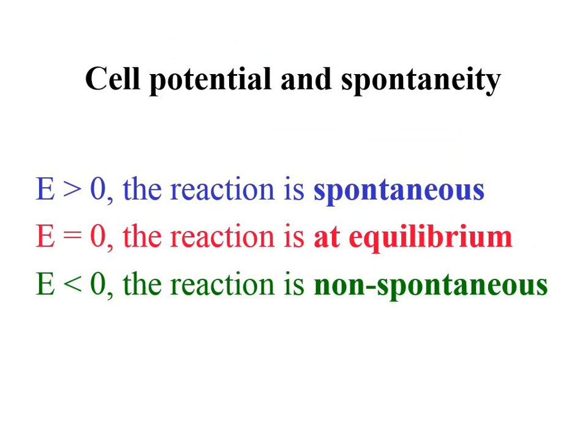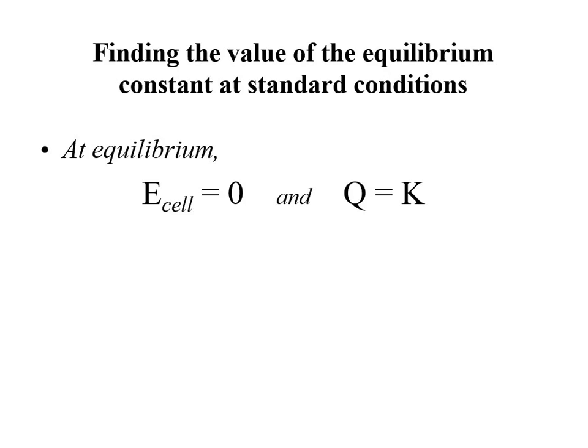So just to remind you, this would be kind of a review thing. With regard to cell potentials, whether it's standard or not standard, if the cell potential is positive, it's spontaneous. If the cell potential is equal to 0, it's at equilibrium. If your cell potential is negative, then the reaction is non-spontaneous as written. So let's focus on that middle one. If the cell potential is equal to 0, then it's at equilibrium. And one of the things we know at equilibrium is that your snapshot, your reaction quotient Q, is equal to K, your equilibrium constant.